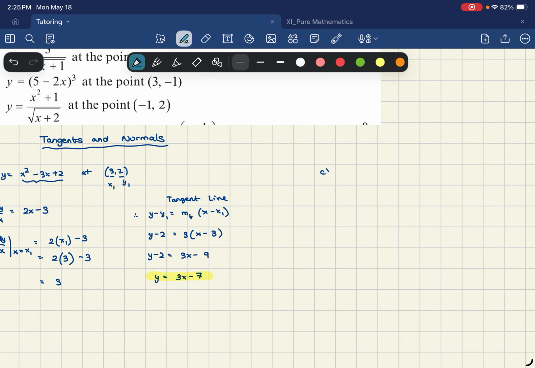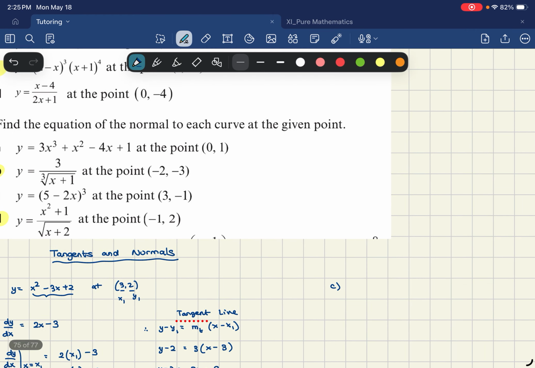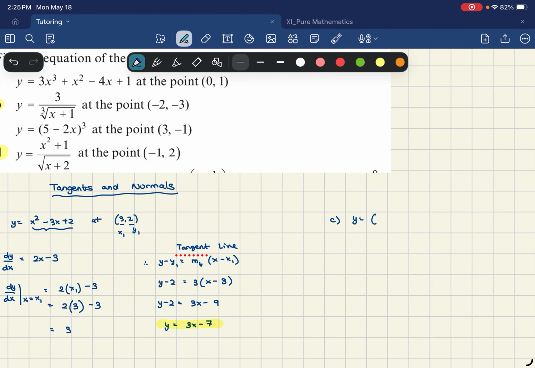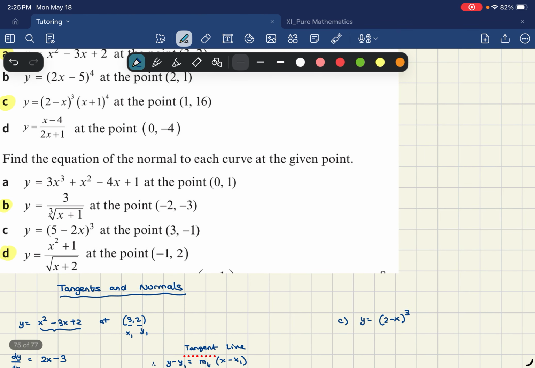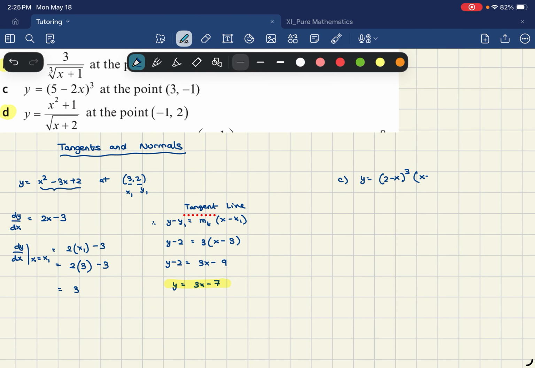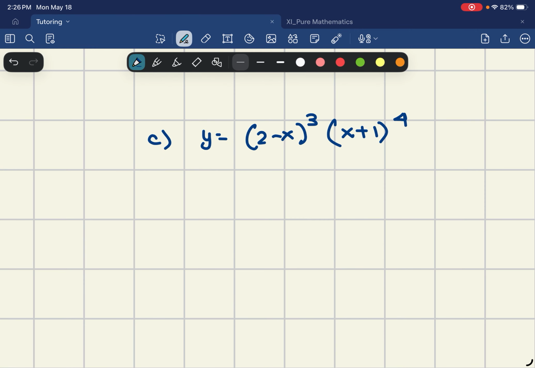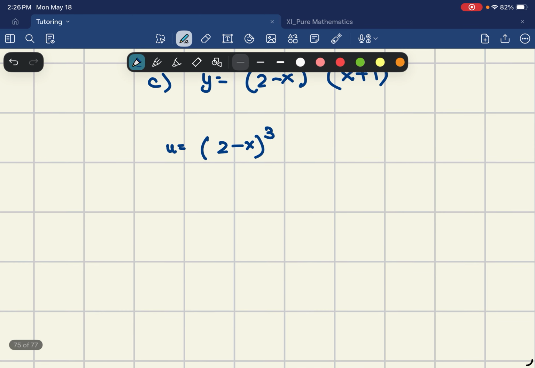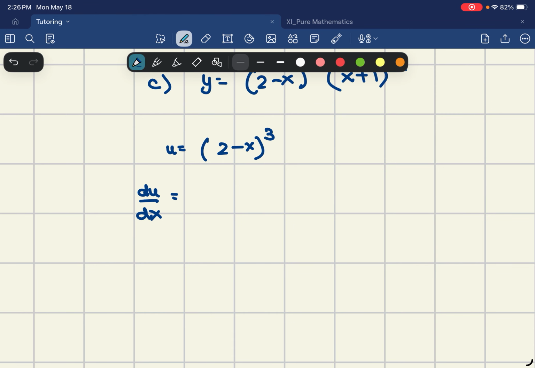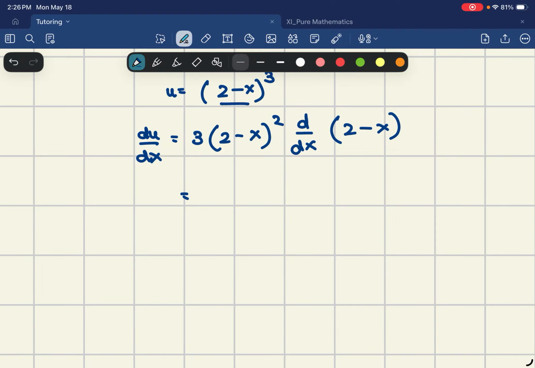Let's do C. C is the curve y equals 2 minus x cubed times x plus 1 to the power 4. So this is a product, right? So we are going to use the product rule. So u, let's say, is 2 minus x cubed. du by dx is going to be, you bring 3 to the front, 3 times 2 minus x squared, but then you have to differentiate 2 minus x again. And when you differentiate this, you are going to get a negative 1 from this factor. So you get negative 3 times 2 minus x squared.